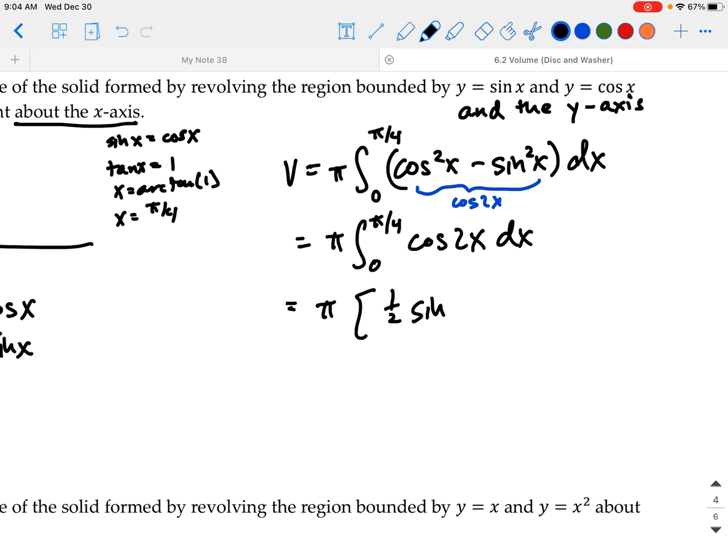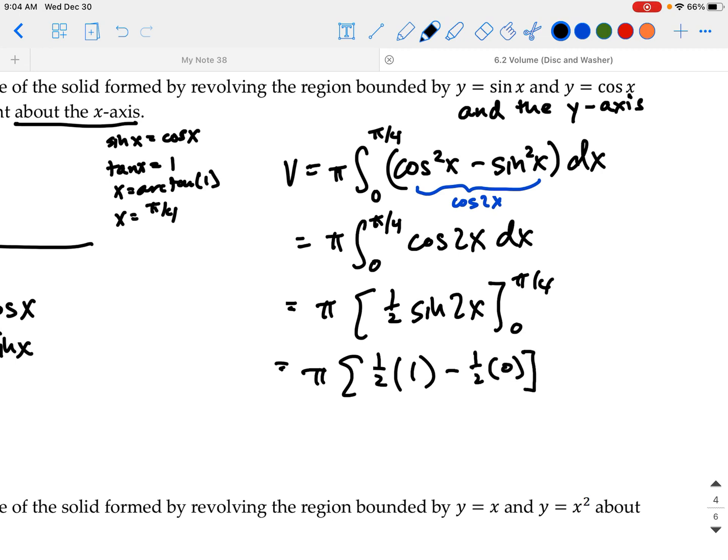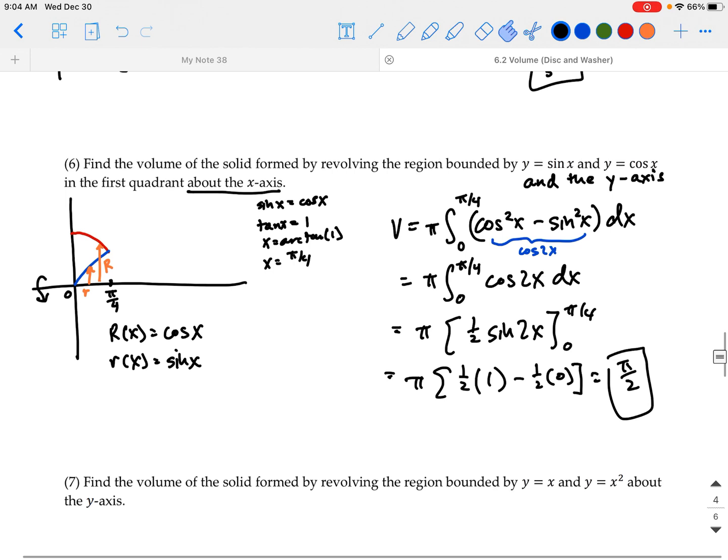So the integral is going to be 1/2 sine 2x from 0 to pi over 4, which is going to be pi times 1/2 sine of 2 times pi over 4, which is pi over 2, which is 1, and then minus 1/2 times 0, since sine of 0 is 0. So we're going to get pi over 2. So the volume is just pi over 2.